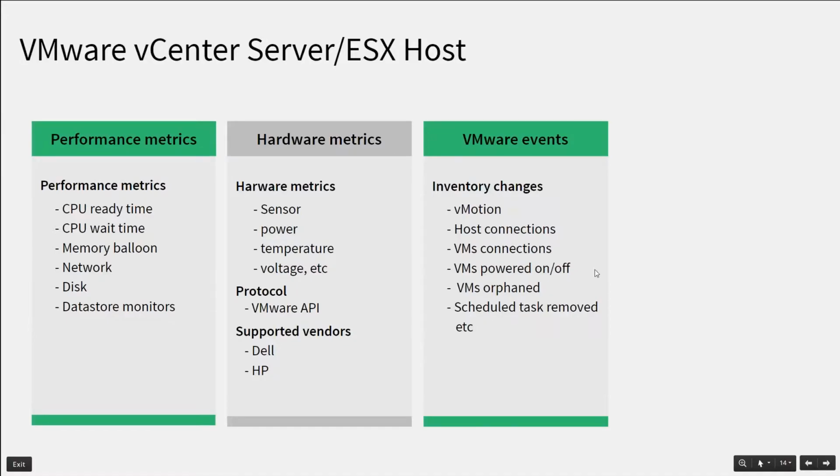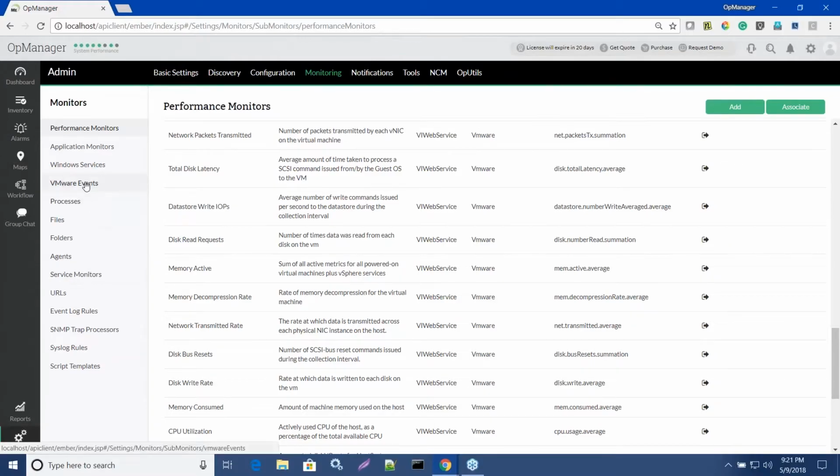So next is about VMware events. Any events that happen on your virtual environment on VMware, say vMotion, which is the most common event that happens on VMware, where one VM would be migrated from one host to the other, would be captured as an event and monitored in OpManager. Or any host connections or VM connections, a newly added VM or an existing VM which is powered on or off, or a VM taken from one host, that can also be monitored in OpManager.